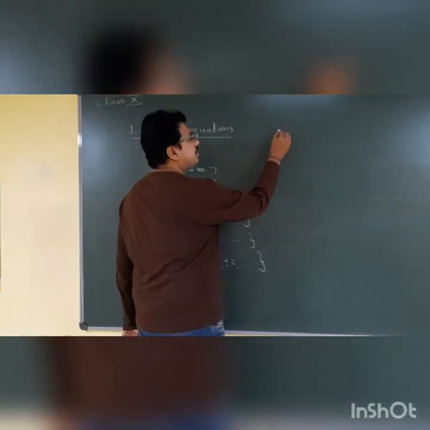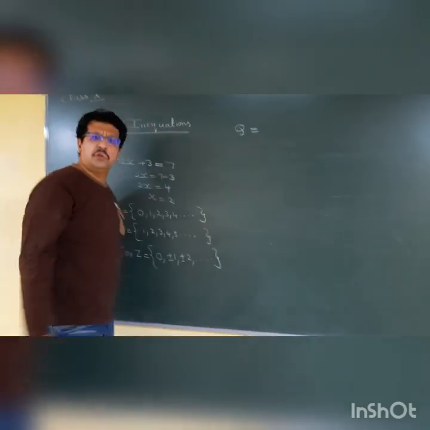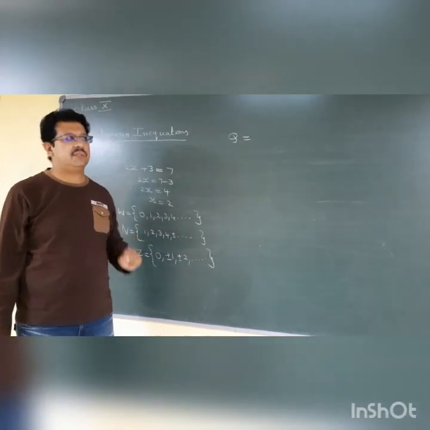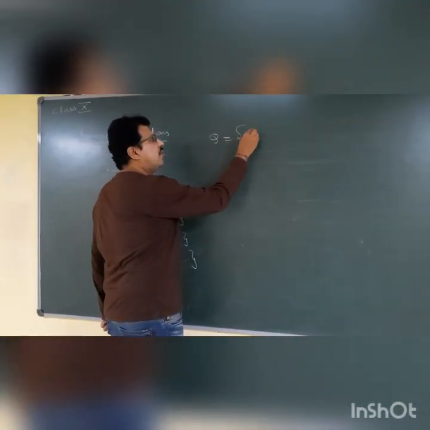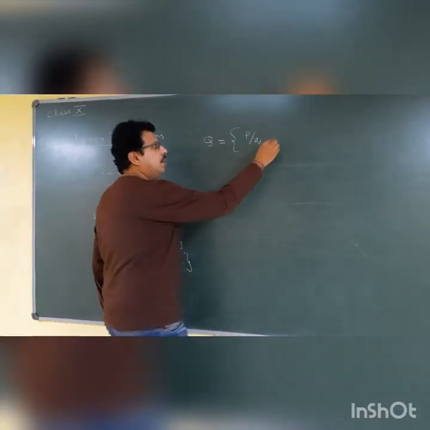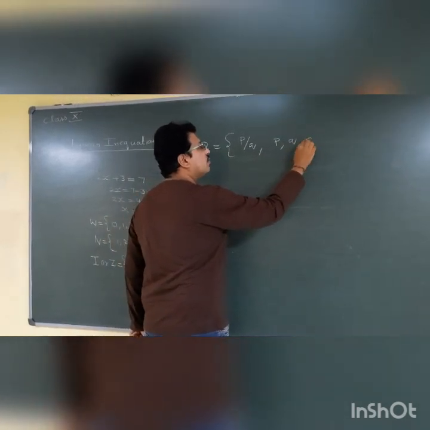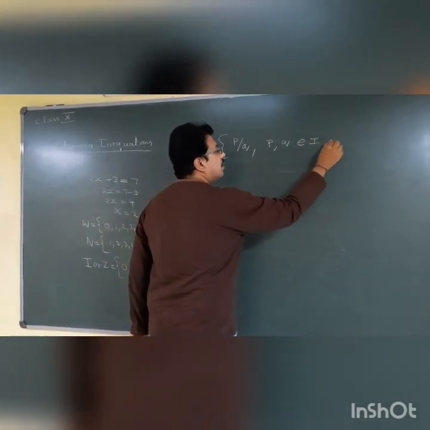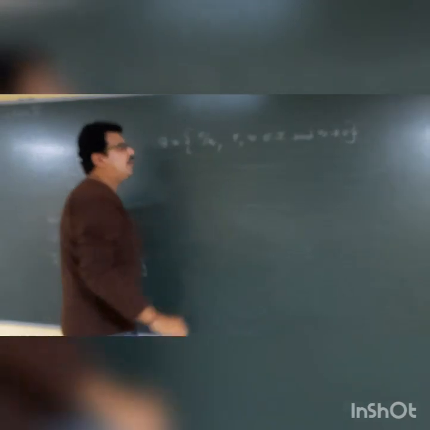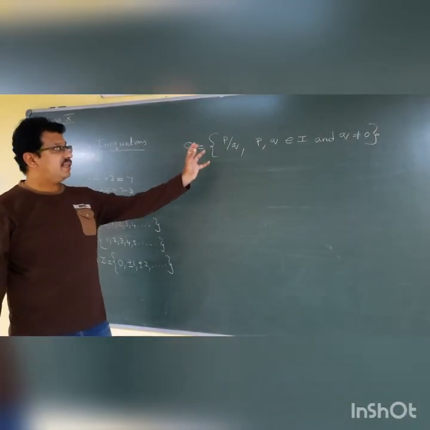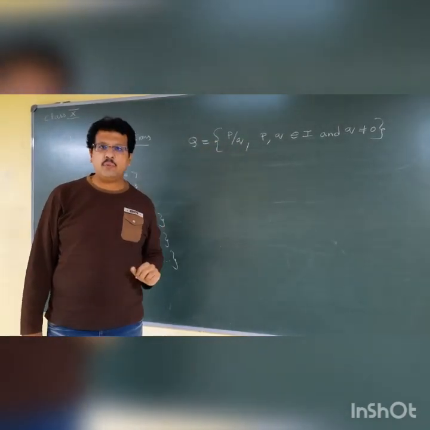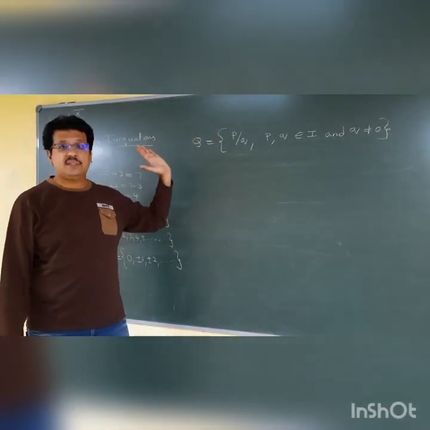The next is Q. What is this Q? Q stands for the set of rational numbers. Rational numbers are in the form of p by q, where p, q belong to I and q should not be equal to 0. So this is called the set of rational numbers, which is in the form of p by q, where p, q belong to I and q should not be equal to 0.